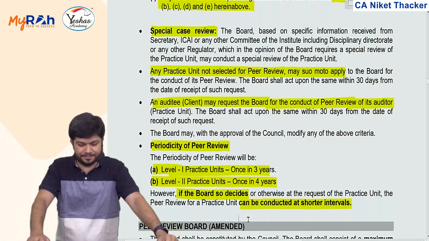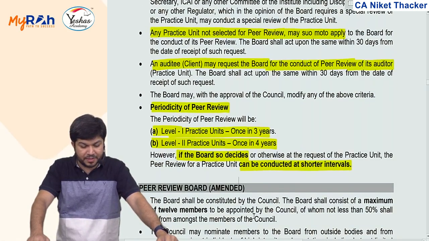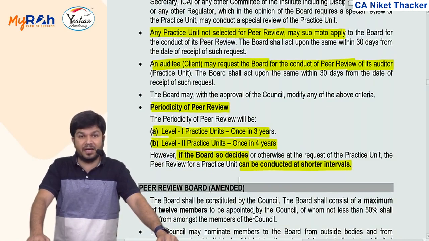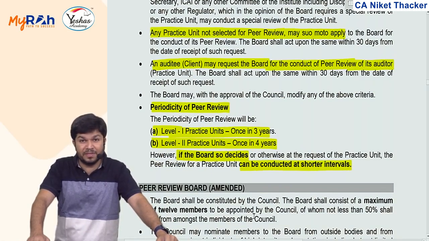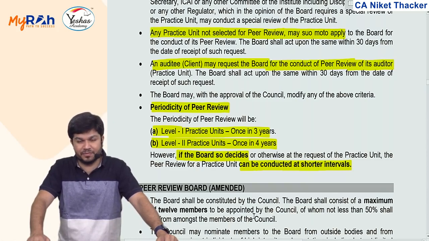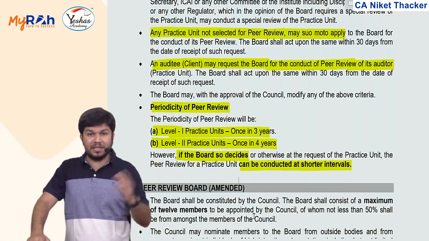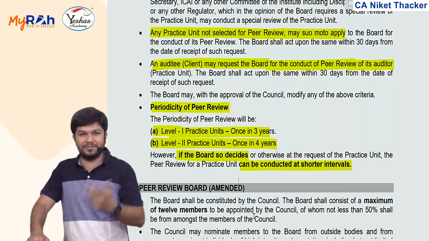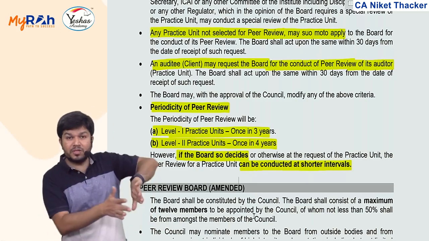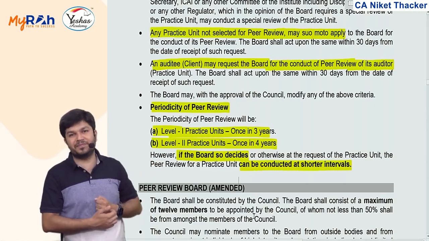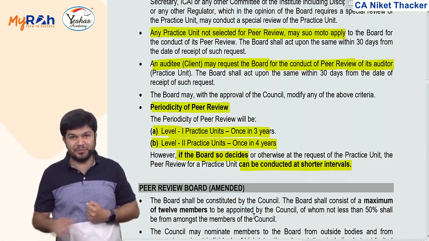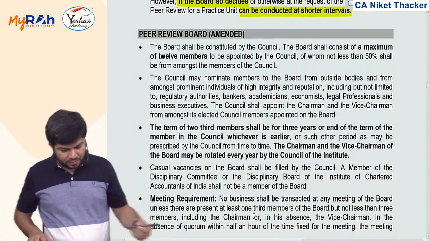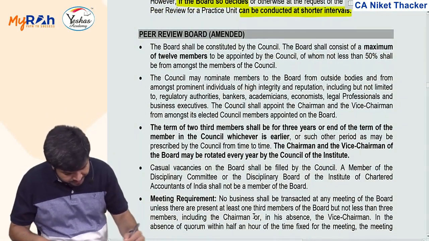Clear with this? Okay, now peer review board. ICAI has formed a peer review board. They will select the PU, which is basically to be reviewed, and they will send the reviewer over there. And the reviewer will give the report to the peer review board. Okay. So now coming to peer review board.